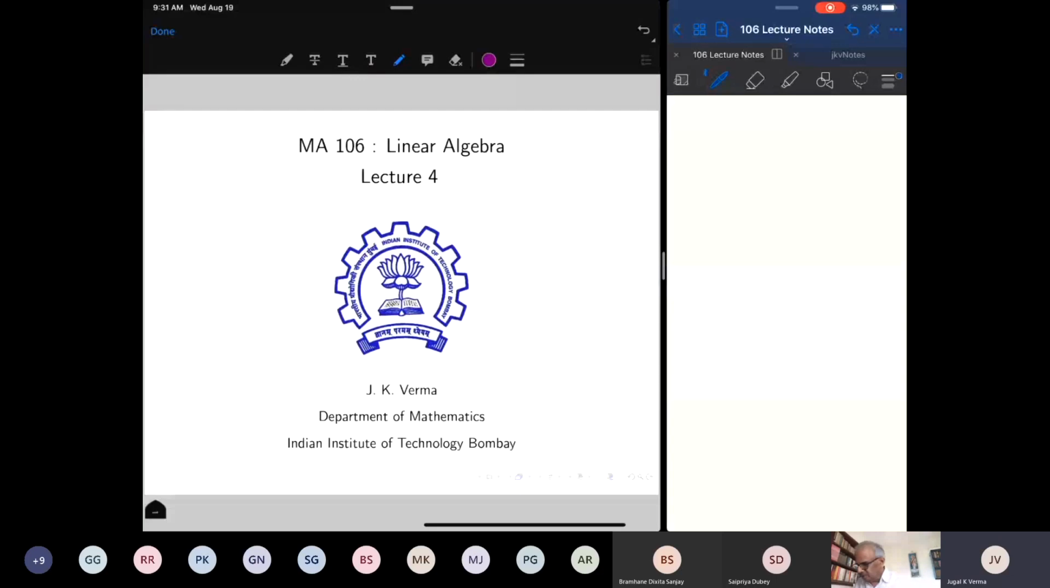Today we will continue our discussion on invertible matrices. You remember last time we started the discussion on invertible matrices, and we gave some equivalent criteria for when a matrix is invertible.